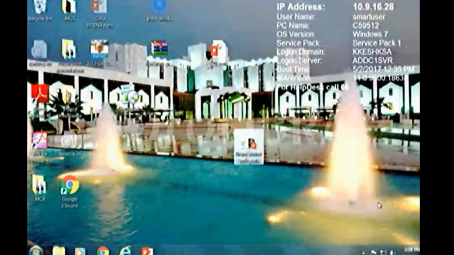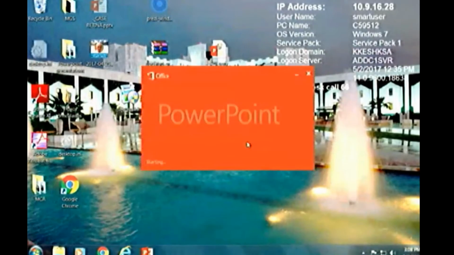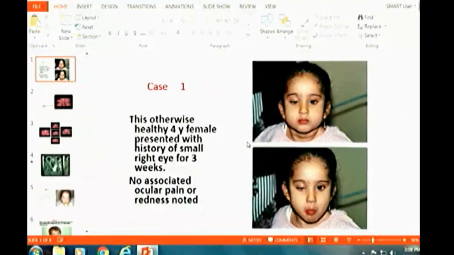Okay, first question. Look at this patient. She's a healthy 4-year-old Saudi girl. The parents noticed that one of her eyes looks different, and the right eye looks smaller for the past 3 weeks. There was no associated pain, no redness, no other problems.